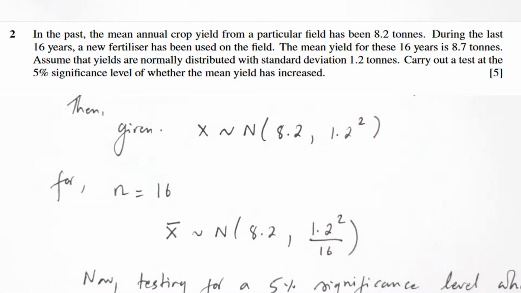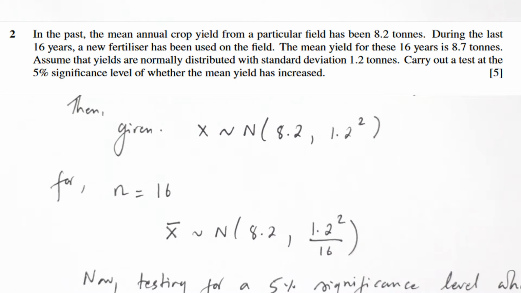Okay, so let's move on to question number 2 now. In this question, we are given the mean annual yield of the crop is 8.2 and the standard deviation is 1.2. And we are also given a sample year, right? So we're given 16 years.